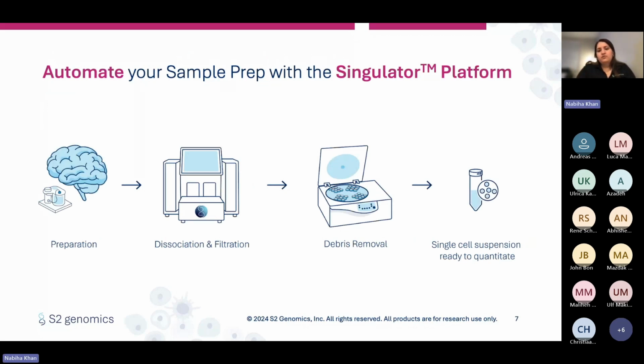With the Singulator platform, you can now automate your sample prep. The platform isolates viable cells or intact nuclei, delivering a streamlined, automated sample prep method with minimal manual intervention. Using our Singulator platform, it's as easy as placing your sample in a cartridge and initiating a run. Our custom reagents, cartridges, and protocols not only save time, but provide high-quality cells and nuclei suitable for many downstream applications.